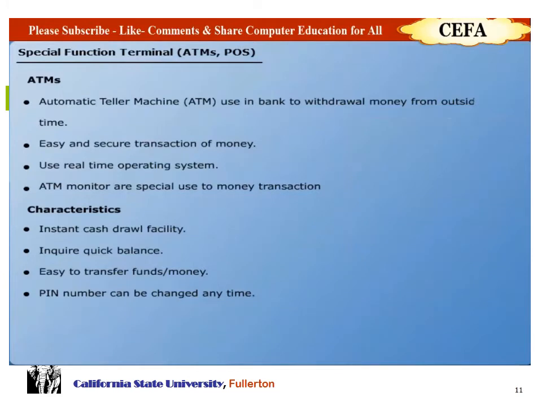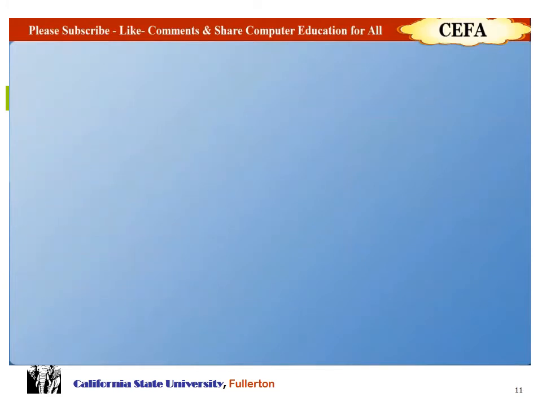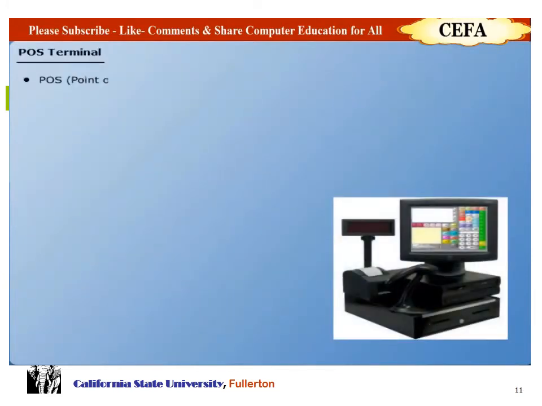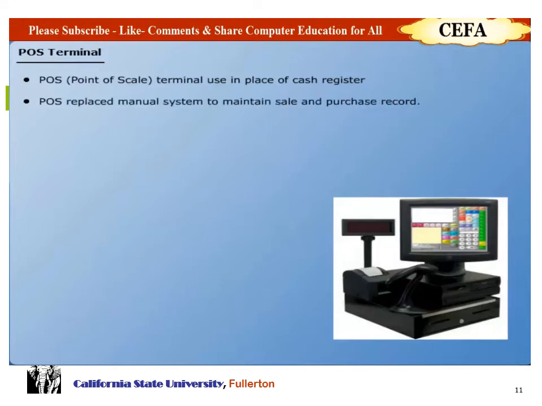POS terminal. POS, or point of sale terminal, is used in place of cash registers in shops. Currently, the POS terminals have replaced the manual systems of registering the record of sale and purchase. POS terminal immediately updates the sale and purchase records in the memory and also provides a printed receipt of the record. The POS system has the capability to record and track customer orders.